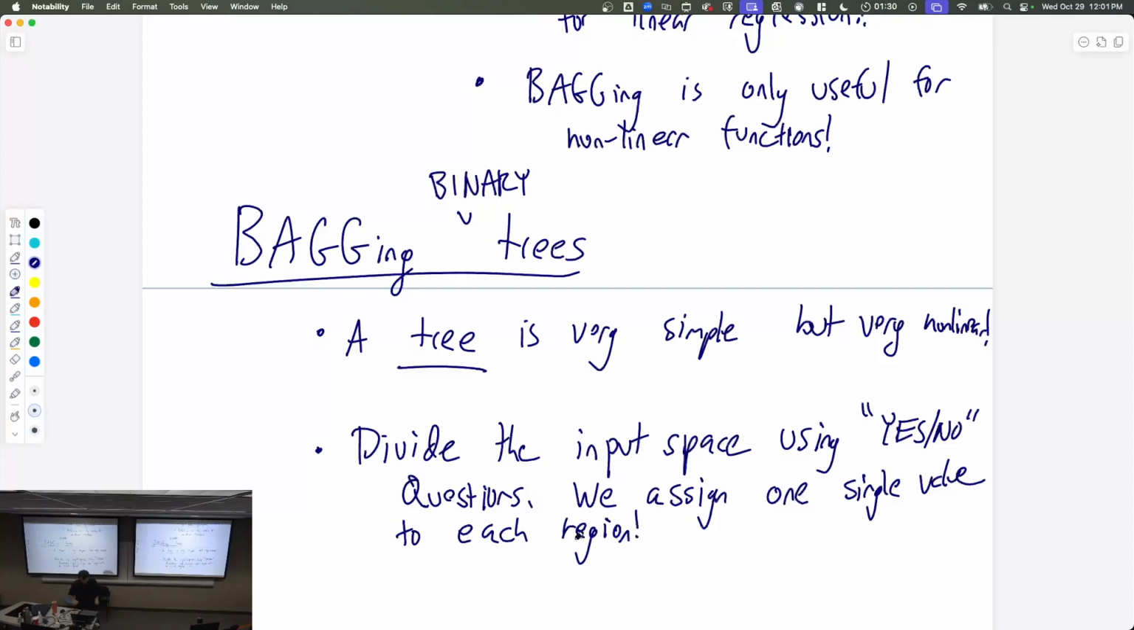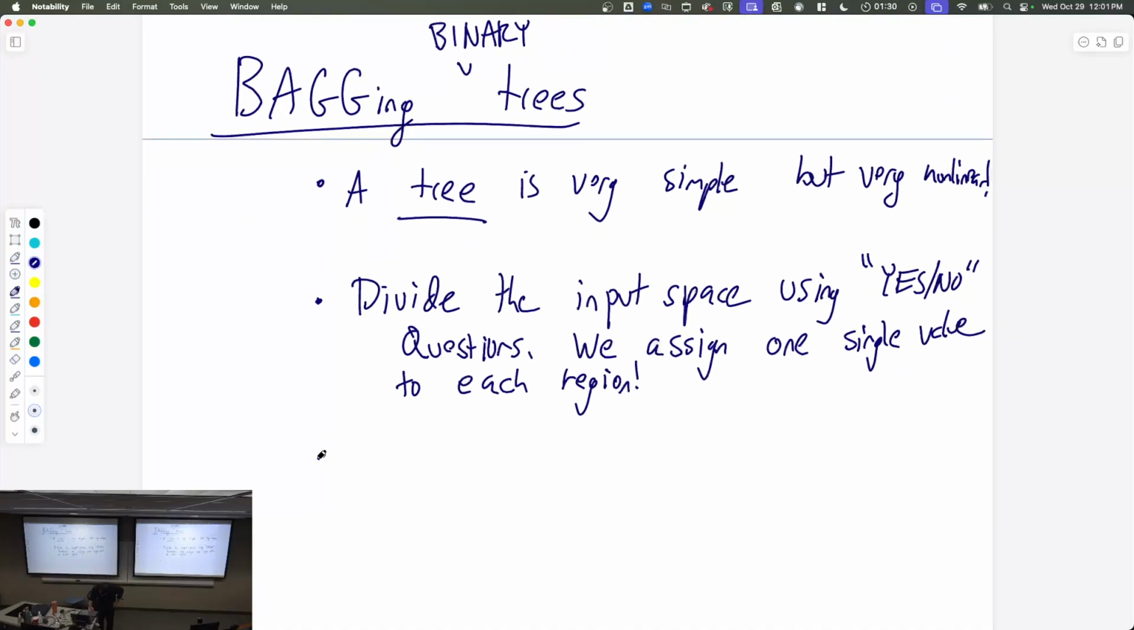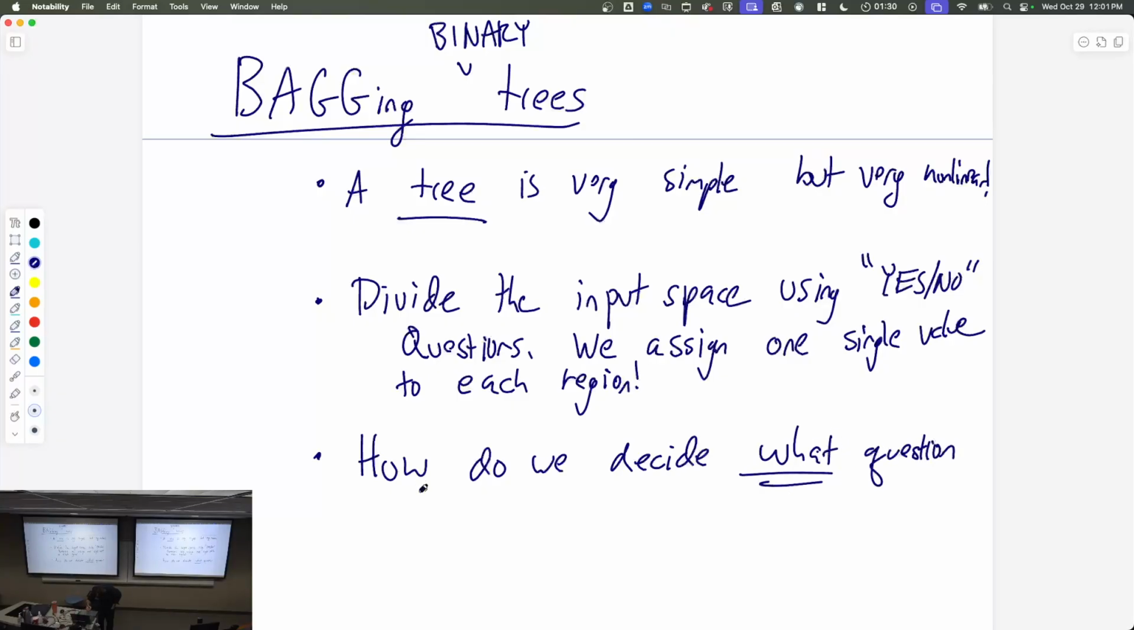Okay, so that is how we do the tree. A really good question is, how do we decide what question to ask? I think you probably already have an intuitive sense of what is a good way to ask these questions.